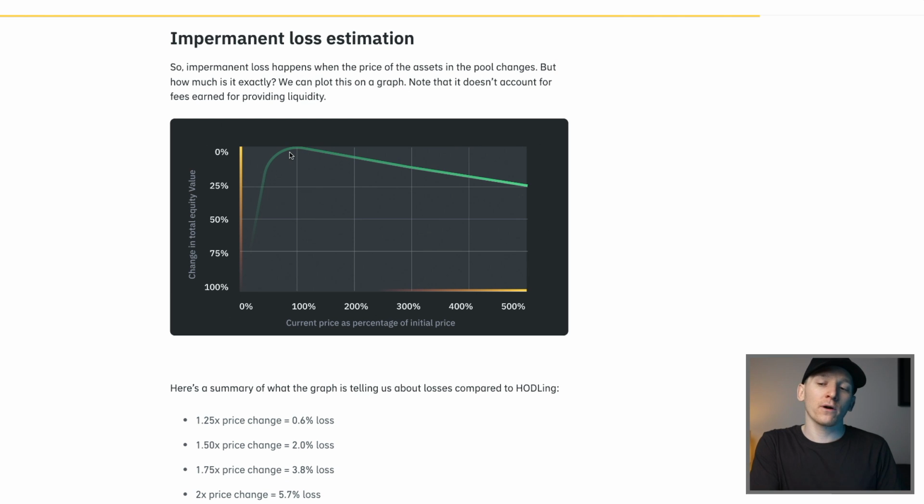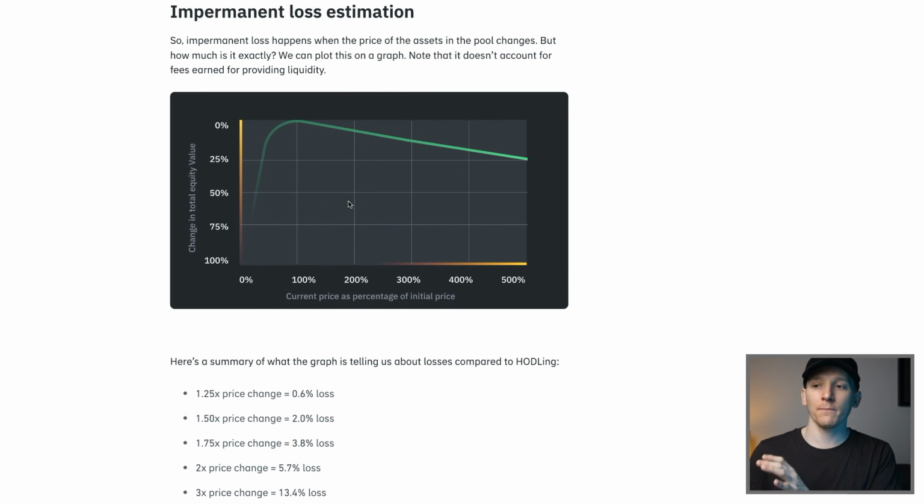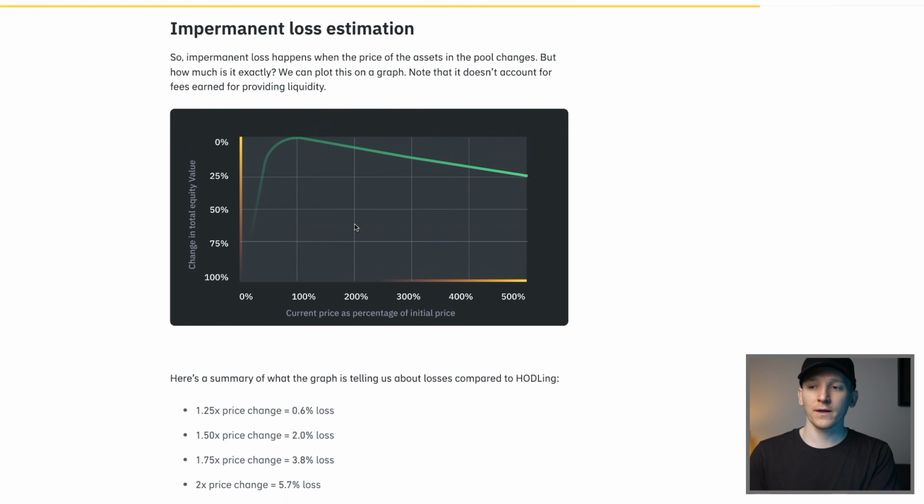But if the price changes from when you put them in to when you take them out, you will suffer something called impermanent loss. Now, this is something that is going to take away from any of the profits that you get from those trading fees. And so you have to have a time horizon in mind. Let's say you have a year and you want to put 2 assets in the pool and you're going to take them out a year later.